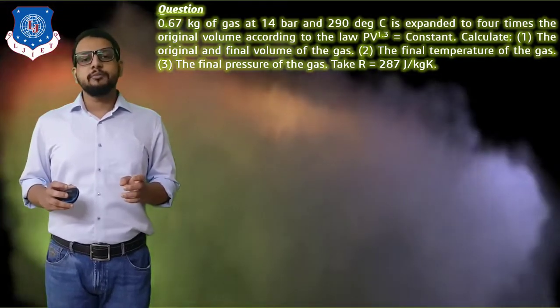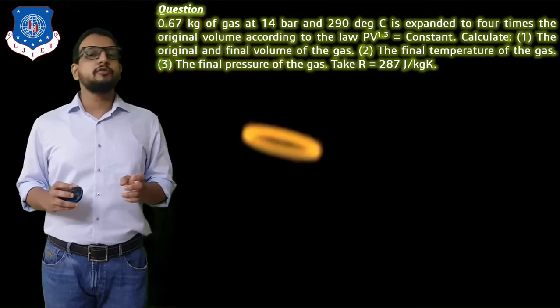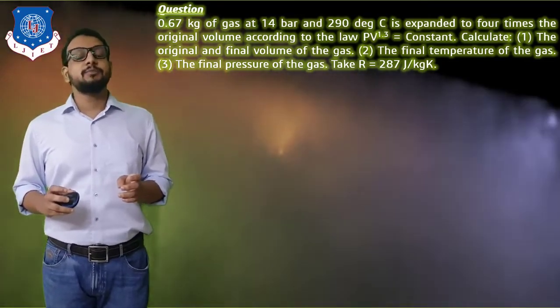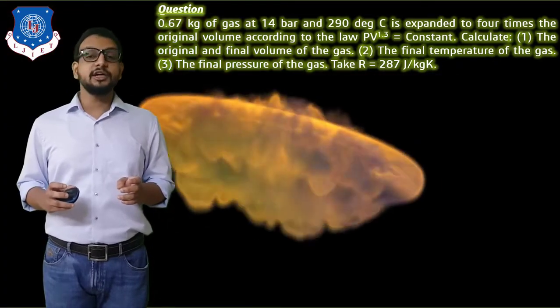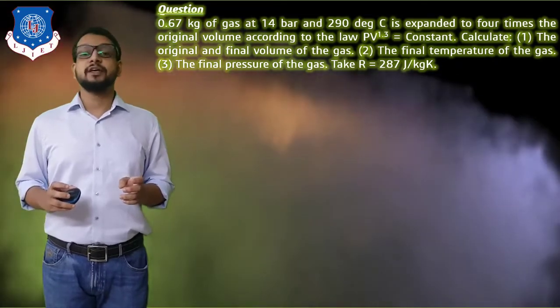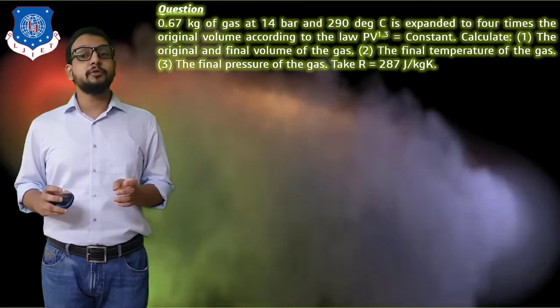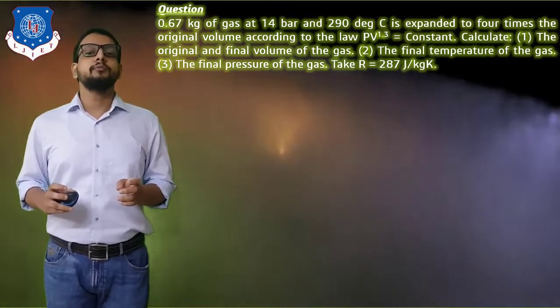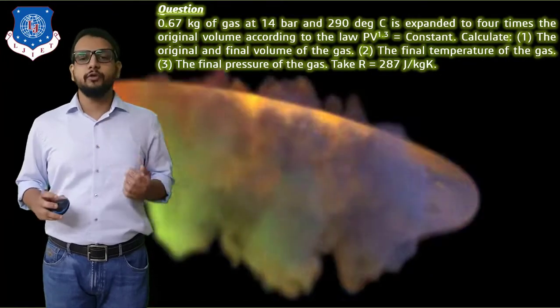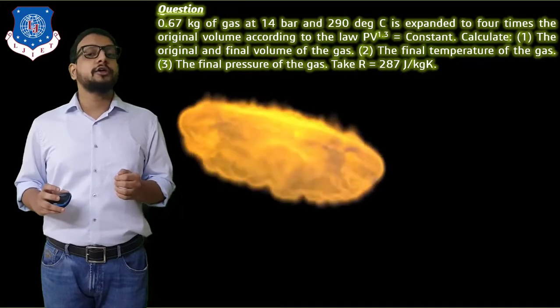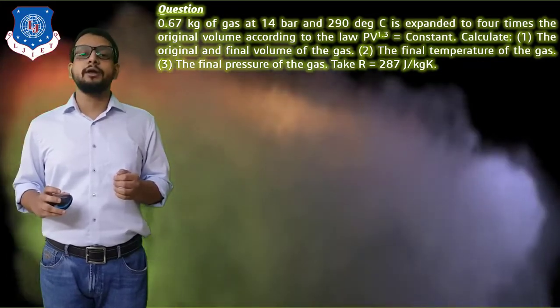So in this question, 0.67 kg, which means mass of gas is given, m is equal to 0.67 kg. Initial pressure, that is P1, is given 14 bar. Initial temperature, that is T1, is given 290 degrees Celsius. And after expansion process, volume V2 becomes 4 times V1, 4 times of initial volume. And polytropic index small n is also given, that is n is equal to 1.3.